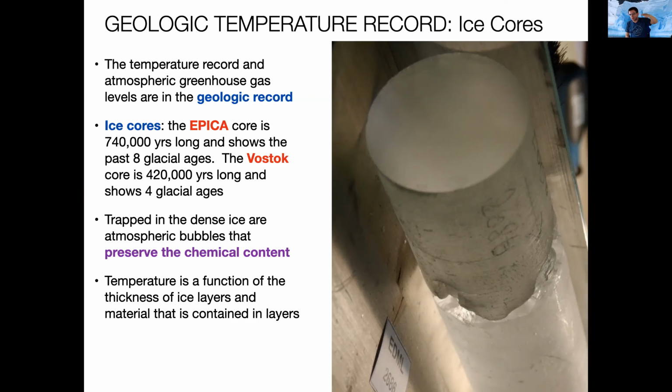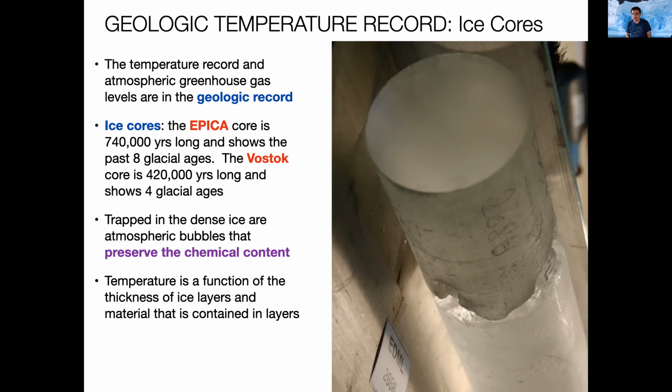The Epica core is the longest core. It goes back in time 740,000 years. We count those layers that we were talking about when we look at the Antarctic ice, as we showed in that glacier behind me when we started class. So the Epica core goes back 740,000 years, which is through 8 glacial ages, through 8 ice ages of Earth. Okay, so this is what lends us confidence that this is not just a natural coming out of ice age, which is something that you often hear people say. The Vostok core similarly goes back 420,000 years and goes through 4 glacial ages.